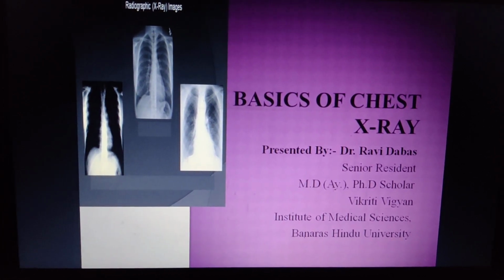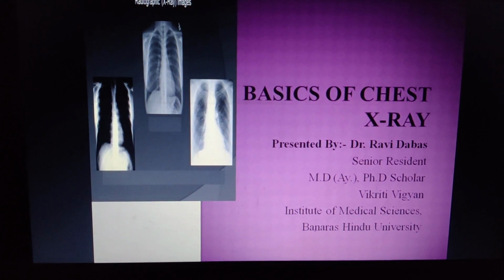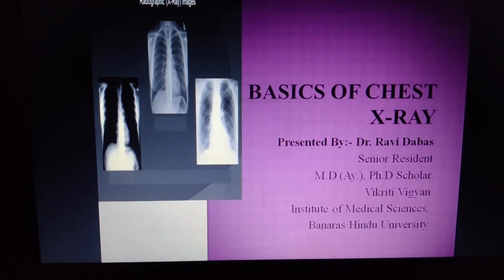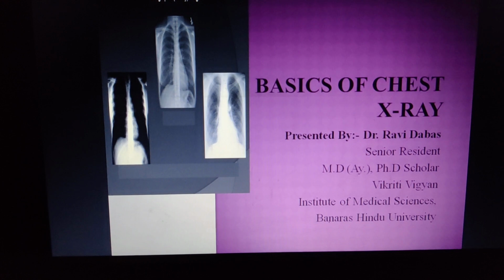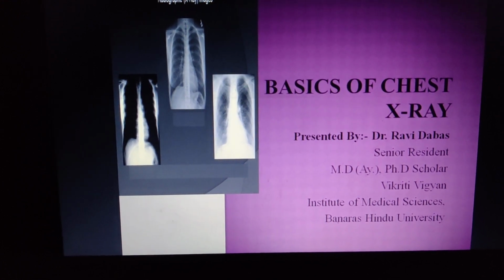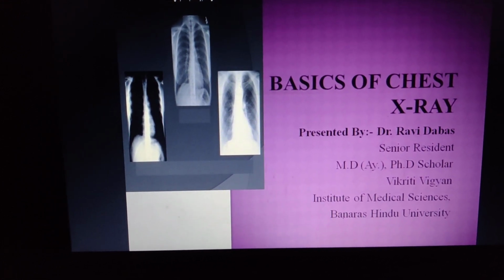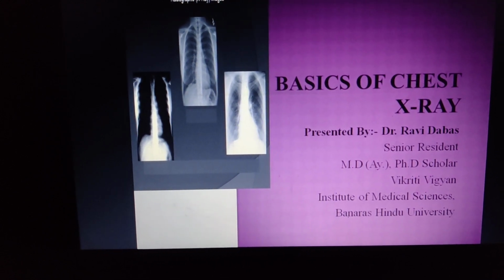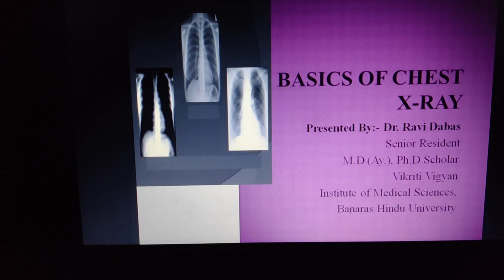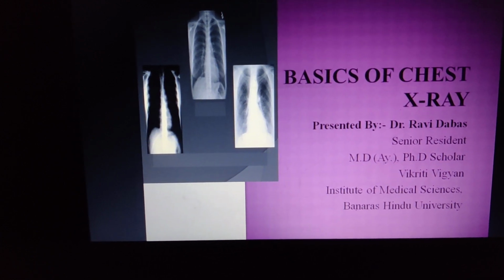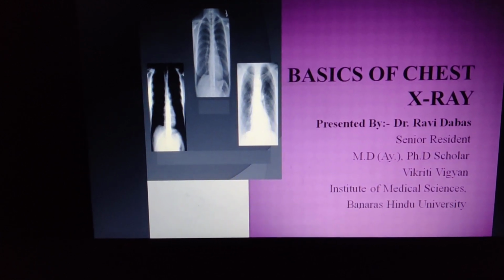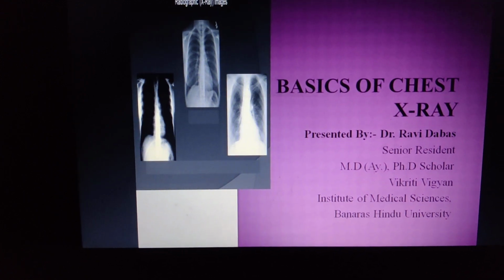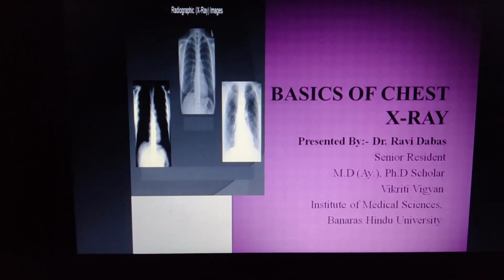Today I am going to discuss the basics of chest X-ray, part 2. In my last presentation, I discussed the difference between the PA view and AP view, the proper centering, and the proper positioning. I discussed the exposure, whether the X-ray film has underexposure, overexposure, or normal exposure. I have also discussed the positioning of the trachea.